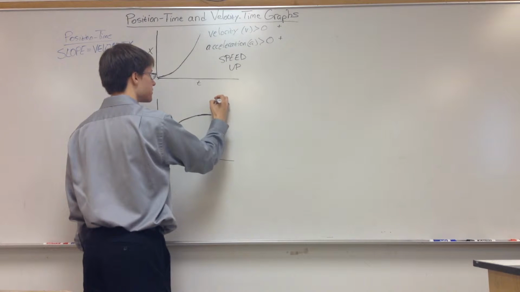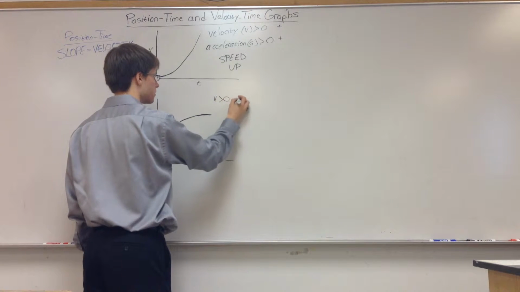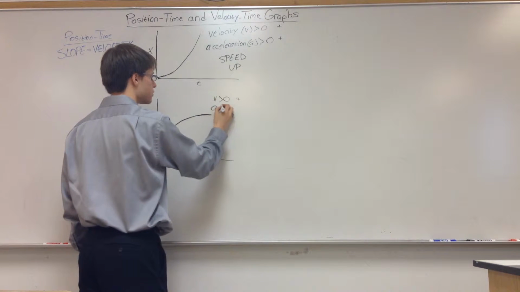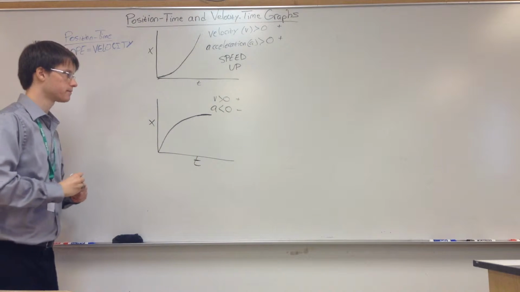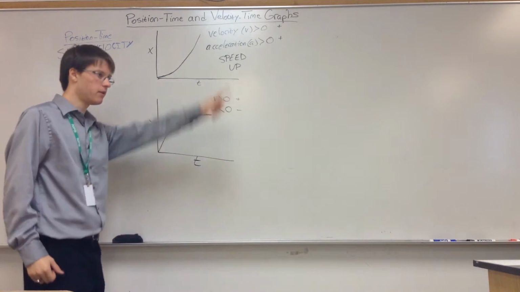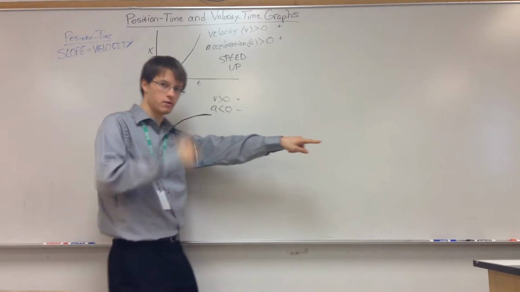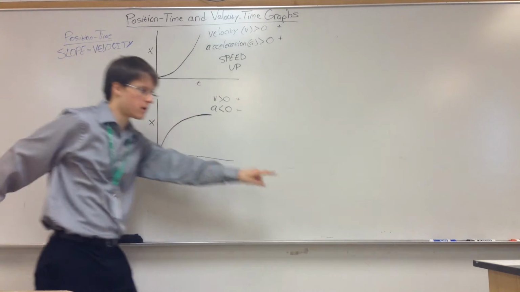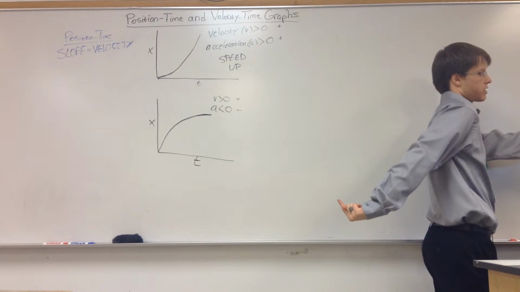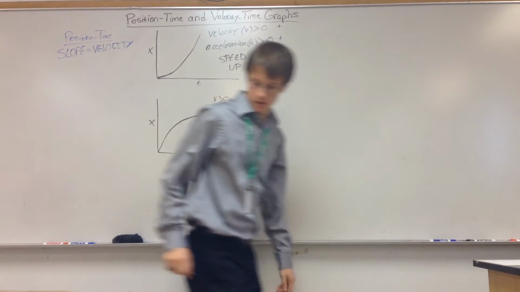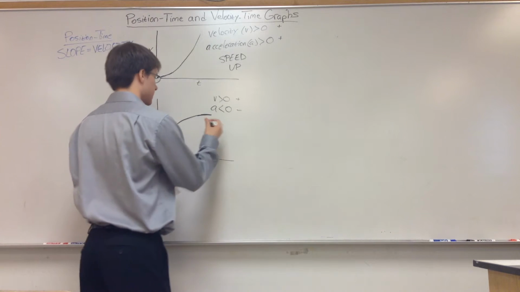So here, our velocity is still greater than 0, and it's positive, but our acceleration is less than 0. It's negative. Here what's happening is my velocity is this way, but my acceleration is that way. So I want to go this way, but my acceleration is pulling me back, and eventually I slow down and stop. And in this case, we can see I am slowing down.